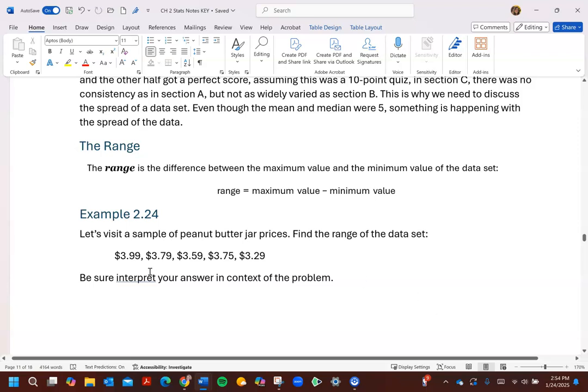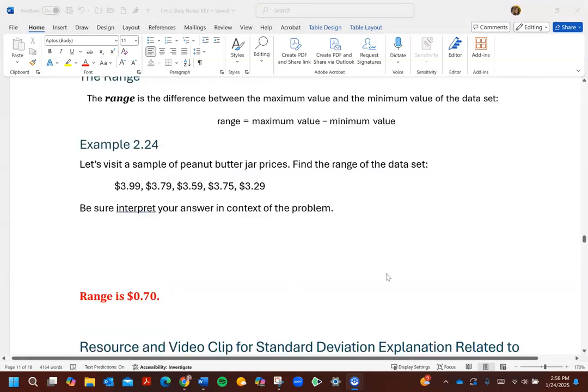If we look at this sample of peanut butter jar prices, just find the range of the data set and then think about what that means. So just pause the video and jot that down. We have $3.99, $3.79, $3.59, $3.75, $3.29. To find the range, take the highest, subtract the lowest. Okay, so the range for this happens to be 70 cents.